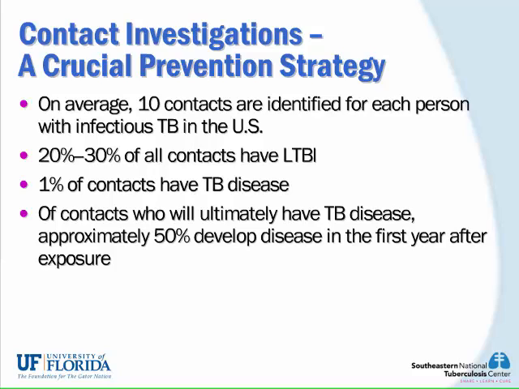Contact investigations are important because it's a prevention strategy. On average, 10 contacts are identified for each person with infectious TB in the U.S. Of the contacts, usually 20 to 30% have LTBI. So if you think about 10 contacts, you think 2 or 3 people would have LTBI, and 1 person will have TB disease.